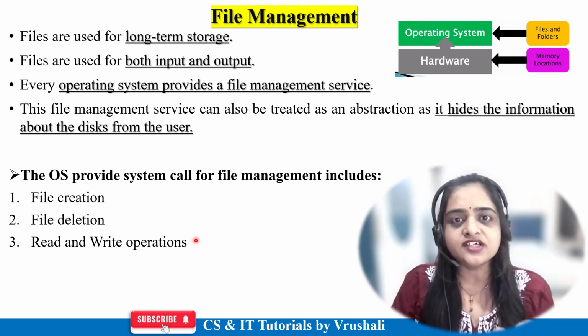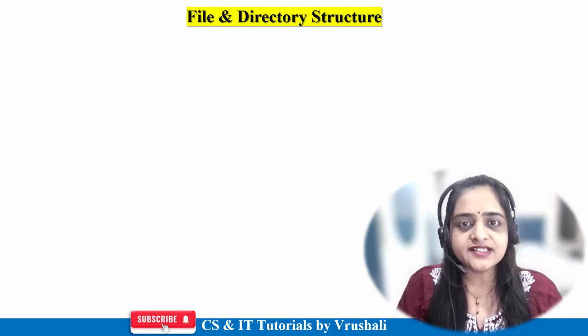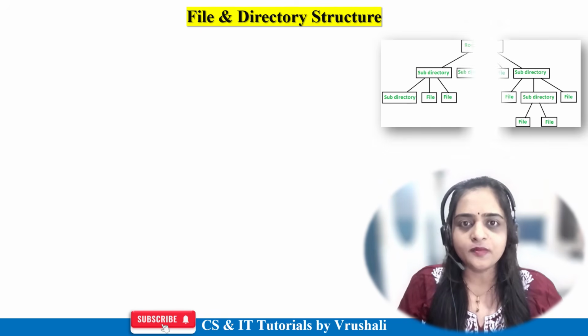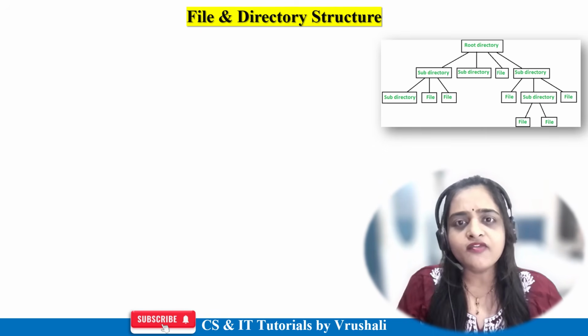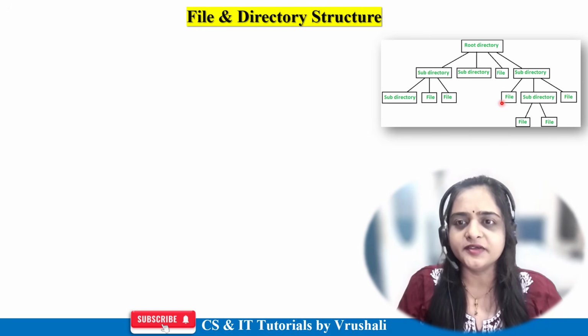So all this structure is managed by file management. Now let's understand the file and directory structure in an operating system. We are all familiar with this structure, so I will give you one simple example. See, there is one main root directory, which is also called the parent directory.